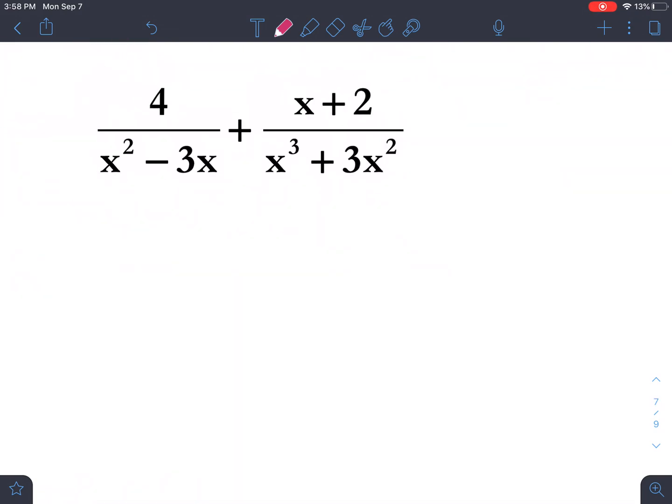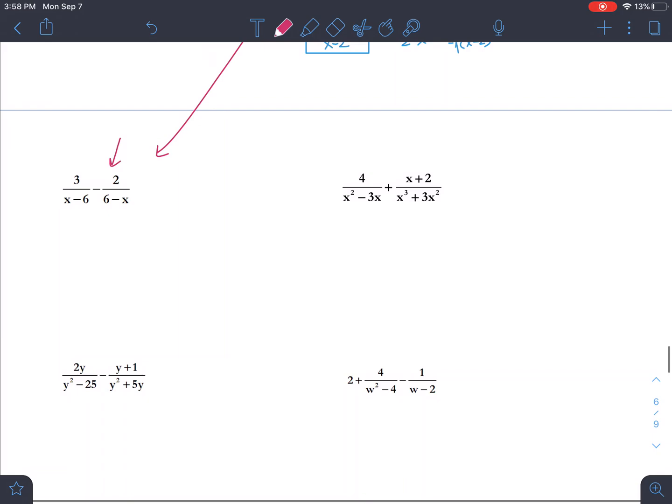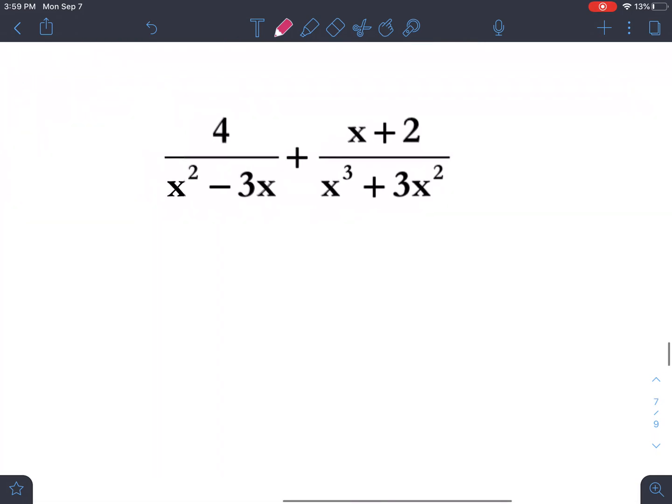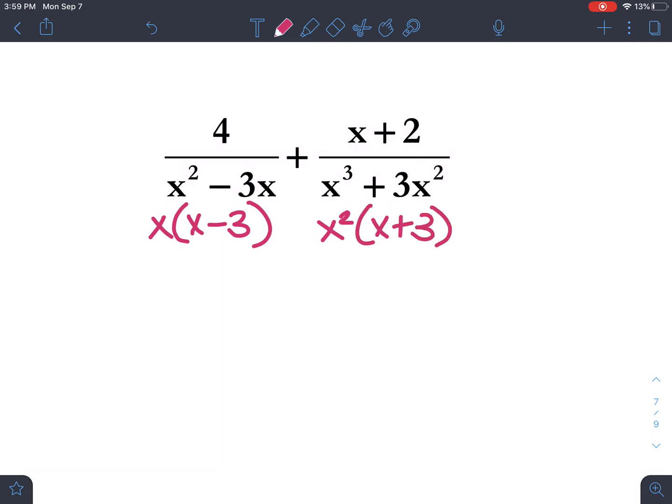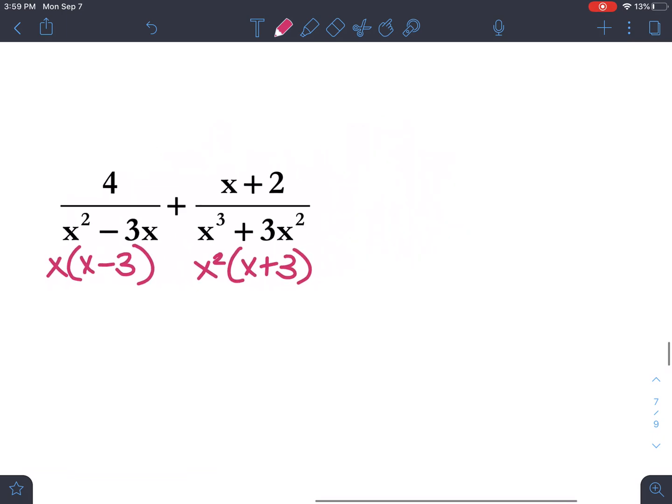So the first thing I notice is that my denominators are not the same. And specifically, they're actually pretty different. So I want to do something where I get the same denominators here. So if I were to factor this, I have x and x minus 3. If I factor this guy, I've got x squared and x plus 3. Okay. If I want my least common denominator to have all the pieces needed, well, I have x squared and x. That means the lowest I could do is actually x squared.